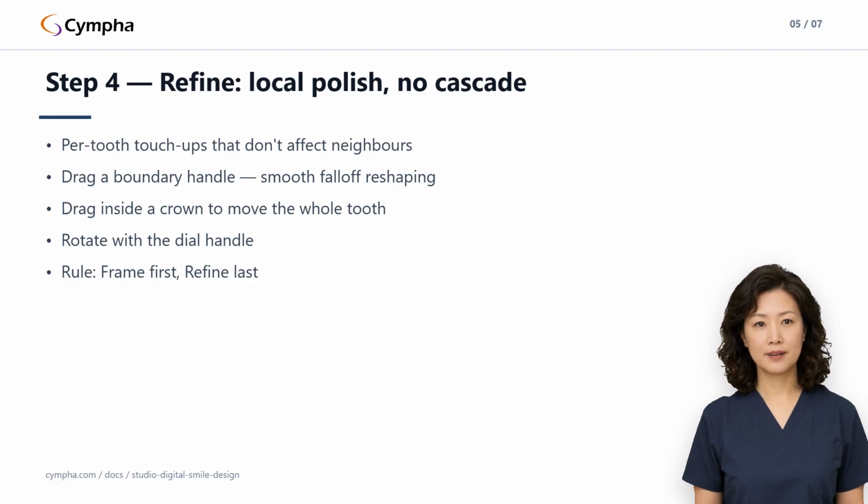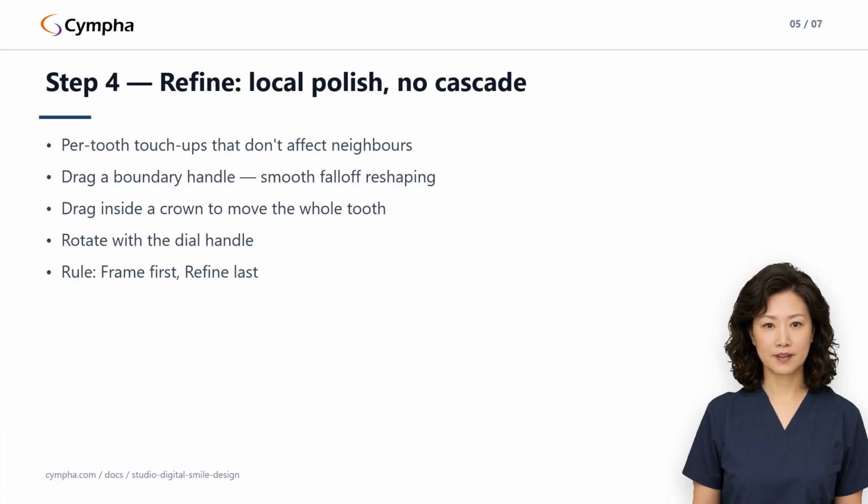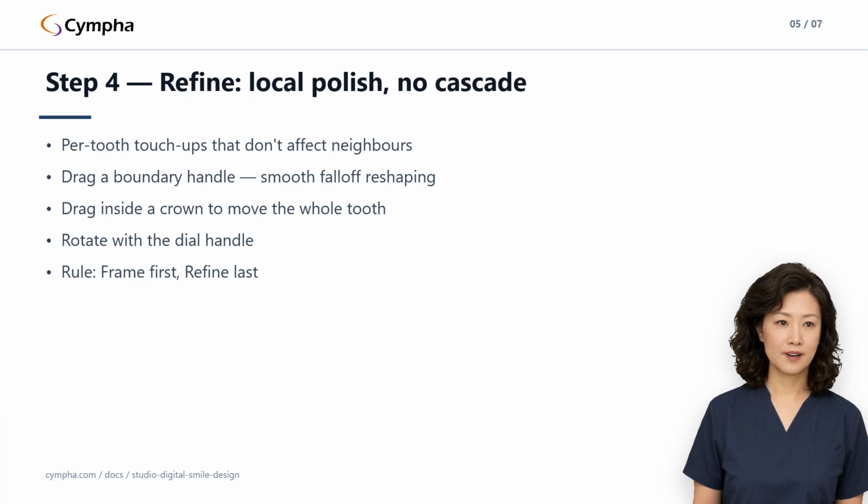And here's the sequencing rule that saves people from redoing work. Frame first, refine last. Frame edits cascade, refine edits don't. If you polish an individual tooth and then go back and move a contact line in frame, the next frame edit reflows the design, and your per-tooth touch-ups get swept along with it. So lock the structural intent in frame, then spend your care in refine, in that order, once.